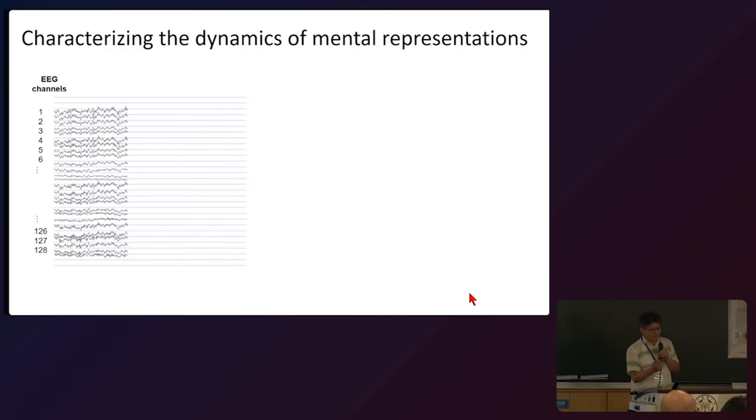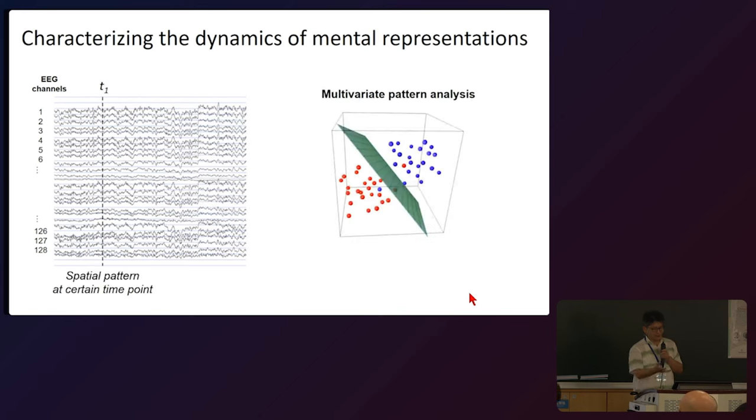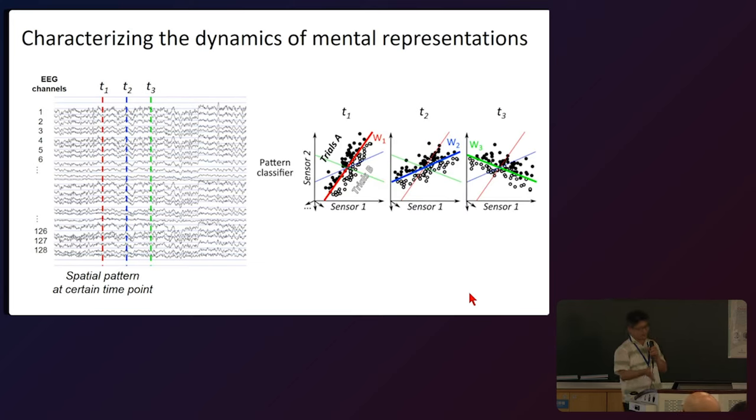So our lab is mostly interested in using EEG, and we are interested in brain dynamics of mental representation. When you record while you're listening to music or any stimulus, these days people use multivariate pattern analysis a lot. At every time point, you look at the pattern of the activity, and when you have two conditions, you try to separate them, to see how distinguishable they are.